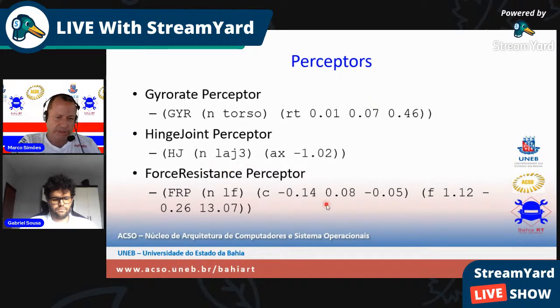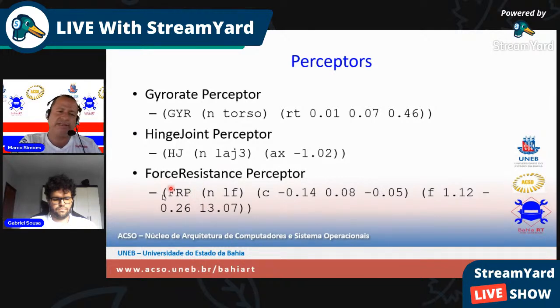The force resistance perceptor: in the case of our NAO model, we have two of these perceptors, one on each foot, one on the left foot and the other on the right foot.